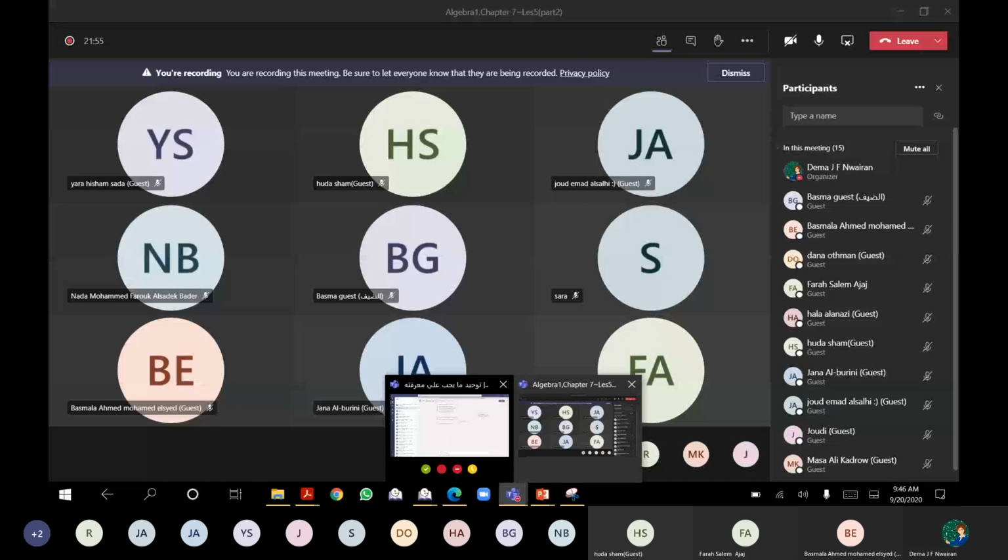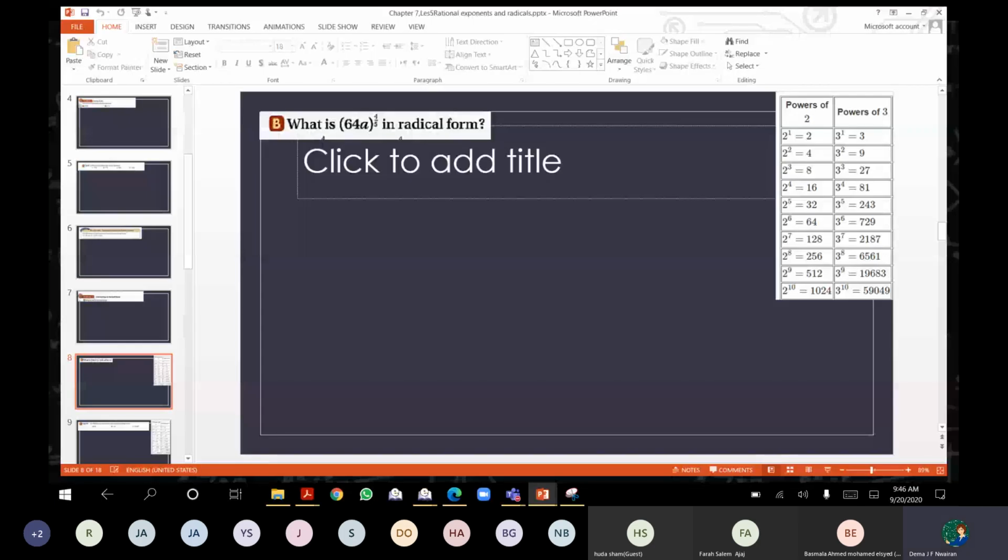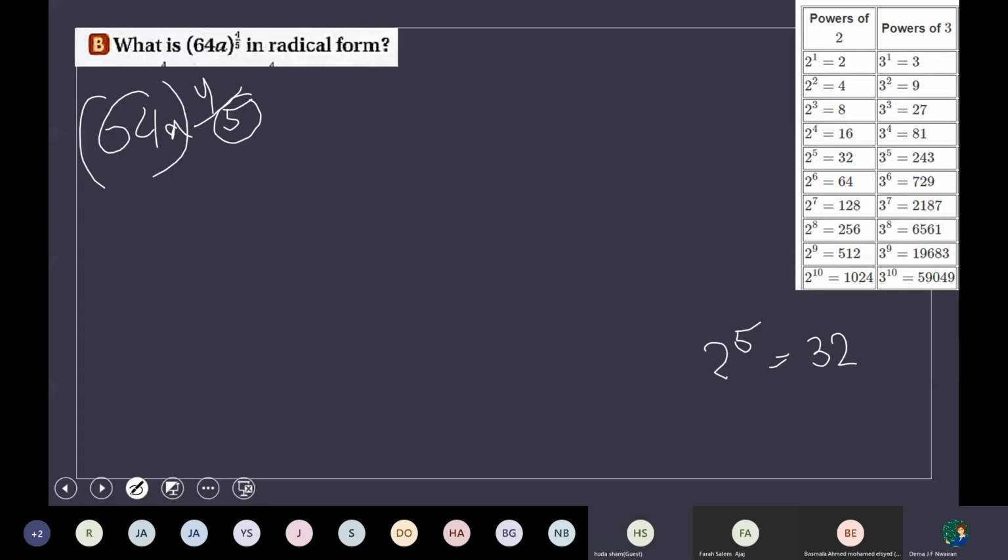Okay, back. I'm sorry for interrupting you. So I will rewrite this as quickly here. So 64 raised to the power a raised to the power 4 over 5. Okay, here this one now. I will ask my question because we have 5. We know that 2 raised to 5 is 32. This is what I have, but I didn't need 32. I need 64.